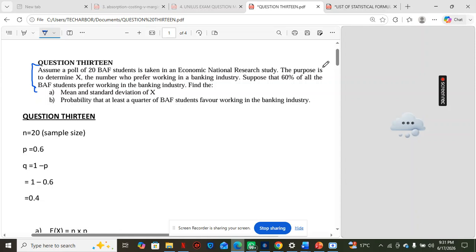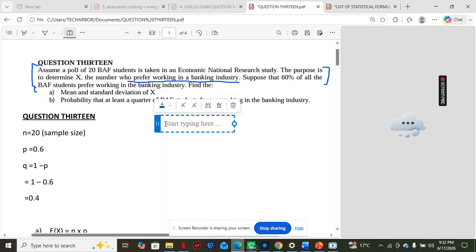All right. So here a study has been conducted. And we're trying to find out, of our participants, those who prefer working in the banking industry. So in this case here, we've got two outcomes. Either you prefer working in the banking industry or you don't. Those are the only two outcomes. So this means we're dealing with a binomial distribution. A binomial distribution is a test where there are only two outcomes.